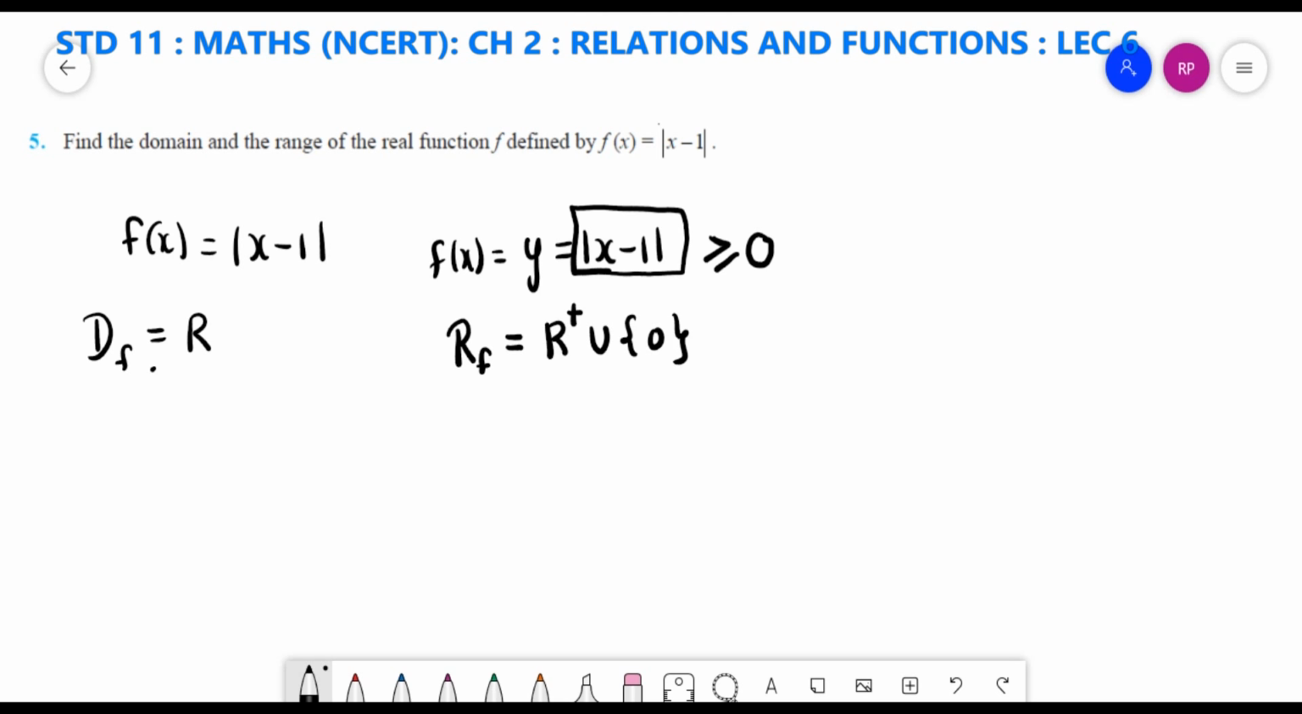R plus means all the positive real numbers, union 0. Or I can also write it in this way: the range is from the minimum value 0 to infinity. Clear? So note down question number 5. Now let's move to question number 6.